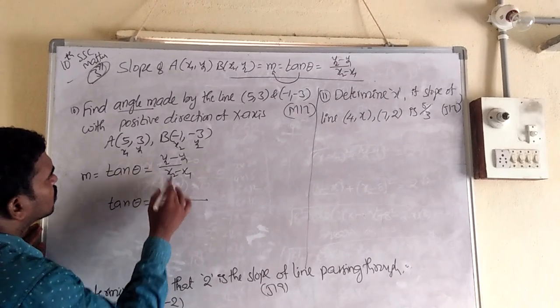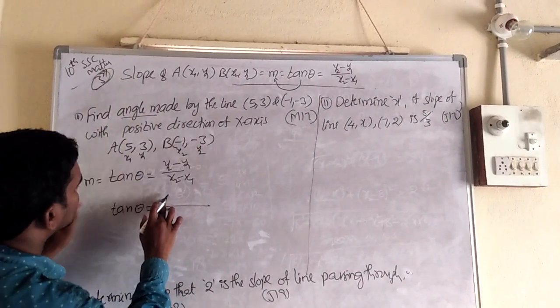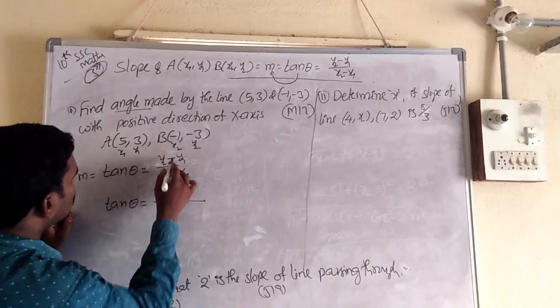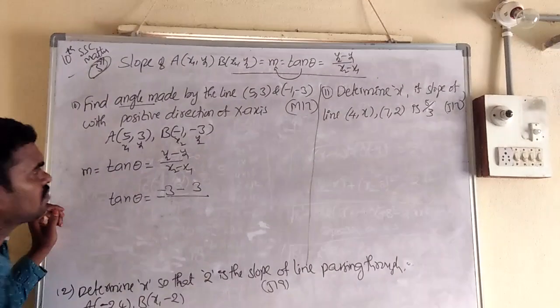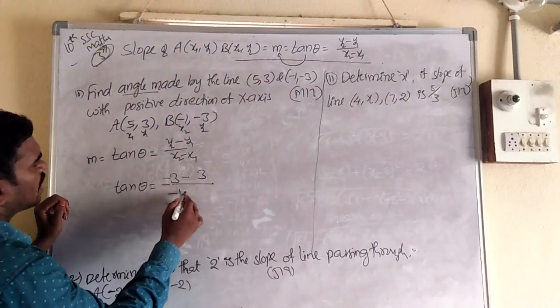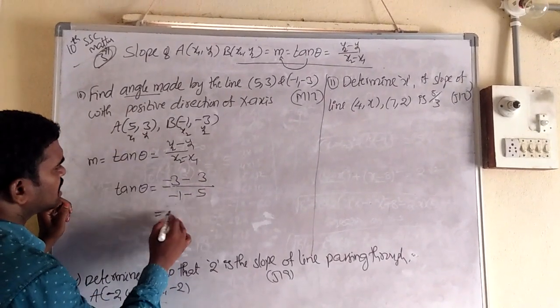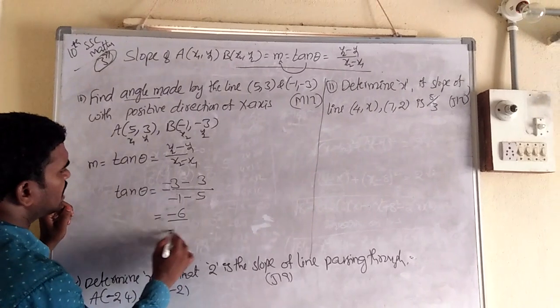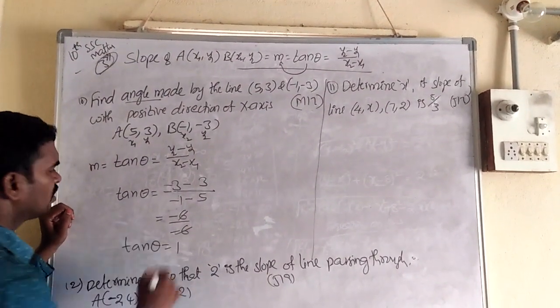Y2 value: y2 minus y1. Y2 means what? Minus. Next, y1. Y1 means what? 3. Next, x2 minus 1. Next minus x1. What is x1? 5. So minus 3, minus 3 is minus 6. Minus 1 minus 5 is minus 6. Same, 1. So tan theta equals 1.